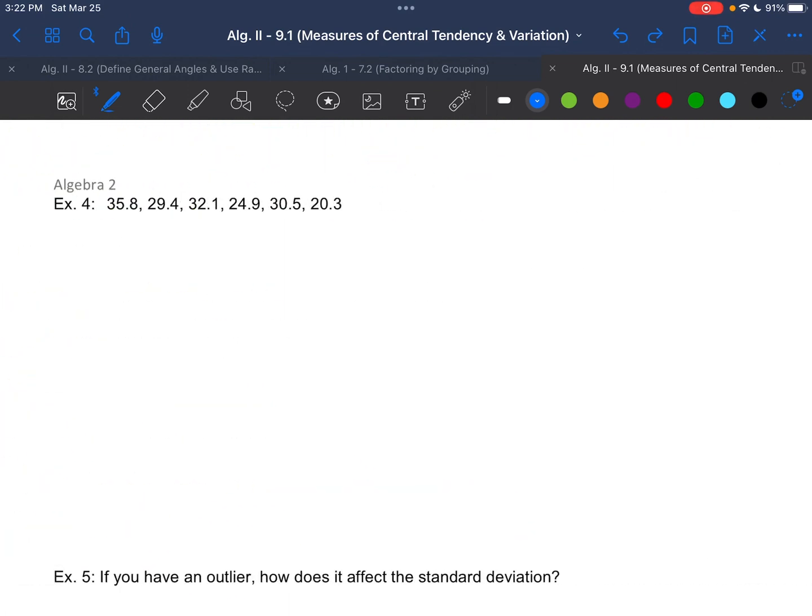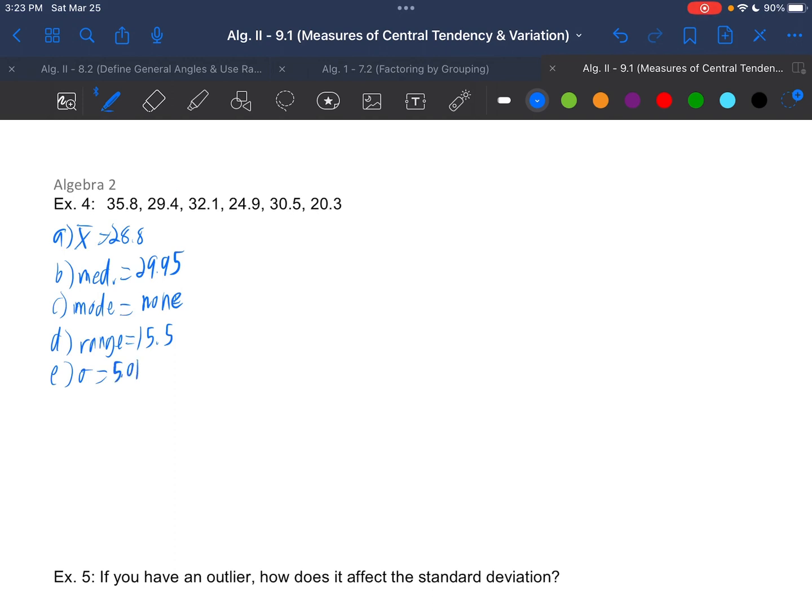I want you to try example 4 on your own. Alright, so here, the mean is 28.8. The median is 29.95. The mode, there is no mode because no number appears multiple times. The range is 15.5. And the standard deviation is 5.01.